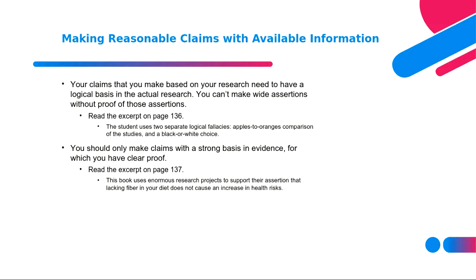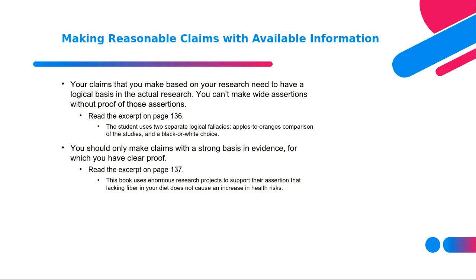So on page 136, there's an excerpt there that gives you a student using a couple of different logical fallacies. One is a false comparison or an apples to oranges comparison of two studies. And then the other one is a black or white fallacy. That's also called an either or fallacy, where they're trying to force you to choose one side or another when there's really more nuance to it. So, you should only make claims with a strong basis in evidence for which you have clear proof.